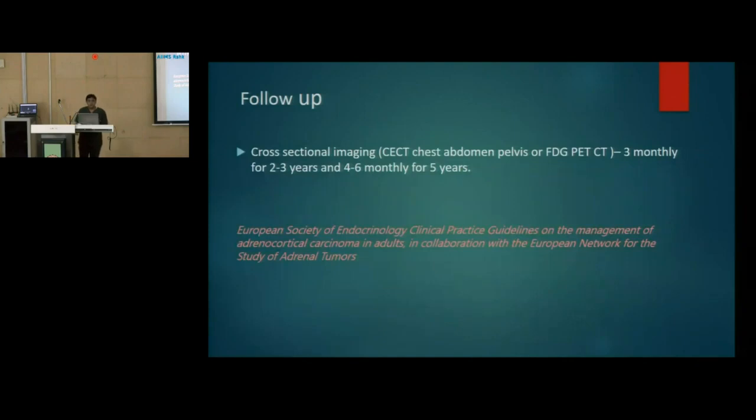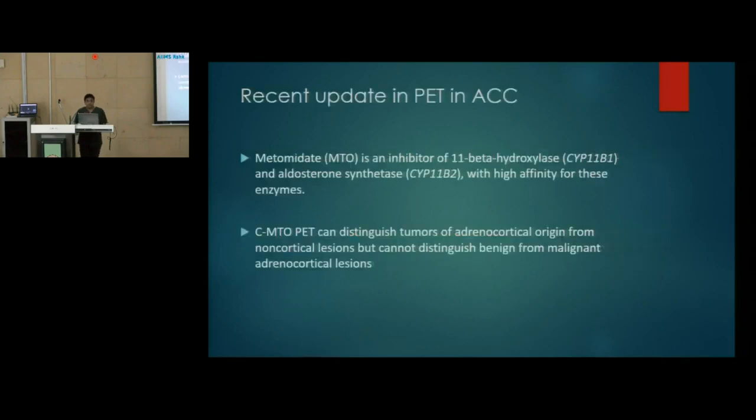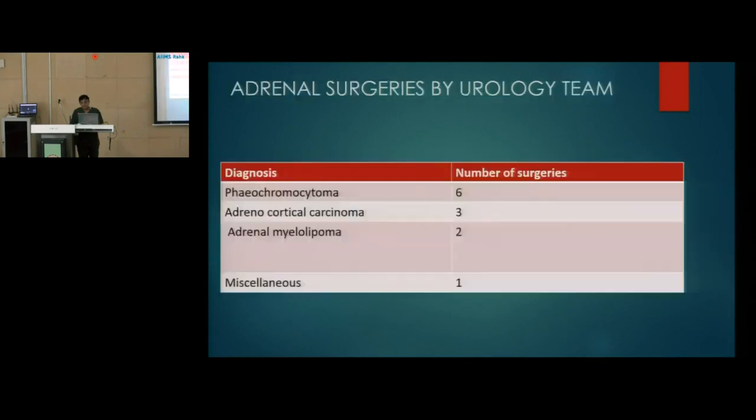Regarding the follow-up of adrenocortical carcinoma post-resection, cross-sectional imaging is advocated 3 monthly for an interval of 2 to 3 years, and then less frequently at an interval of 4 to 6 months for 5 years. This is according to the clinical practice guidelines of the European Society of Endocrinology. As a recent update on PET in adrenocortical carcinoma, there is an upcoming modality, metomidate PET, that can distinguish tumors of adrenocortical origin from non-cortical lesions, but it can't distinguish benign from malignant cortical lesions.